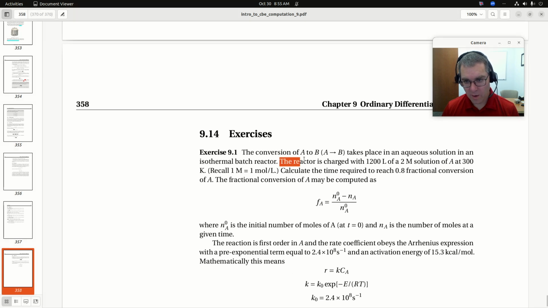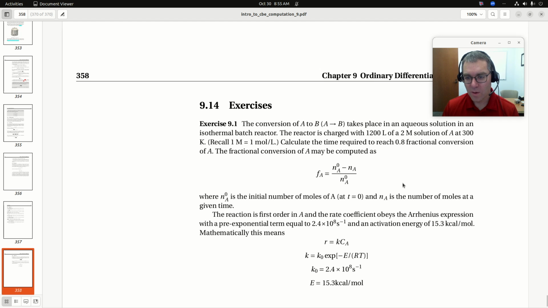And so we're told that the reactor is charged with 1,200 liters of a 2 molar solution. And so what this is going at is, for this problem, I could solve in terms of concentration or moles. I'm going to solve in terms of concentration. And so I'm going to use as my initial condition CA naught is going to be 2 molar. So initially I have 2 molar. I'm assuming volume's constant, it's discussed in the previous section. And so I could just as well, instead of using moles here, use concentrations for my fractional conversions.